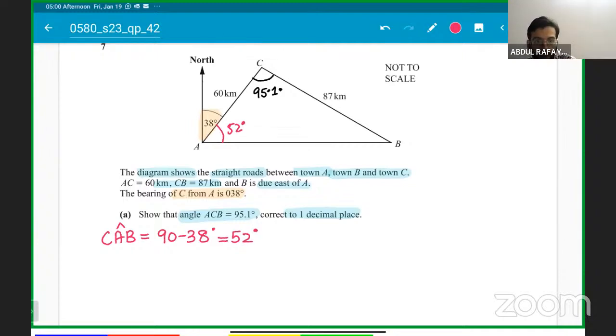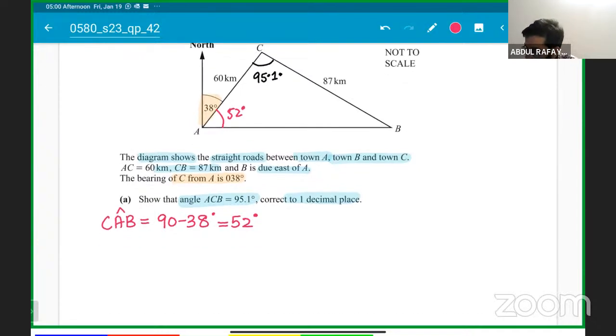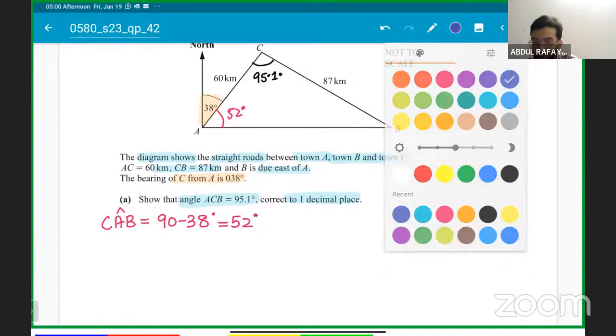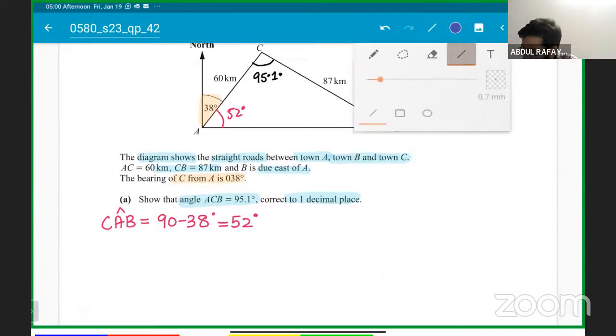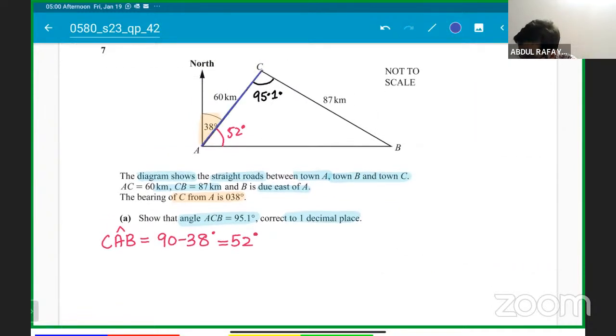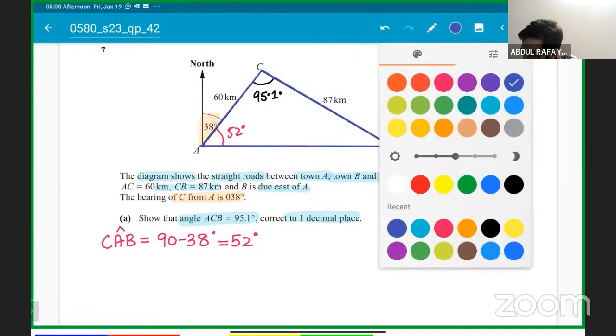Okay everyone, so angle CAB is 52 degrees, sir. And now I cannot find this angle directly. We have to prove this angle because it's not a right angle triangle. So I'm going to use the sine rule. Everyone getting it? I'm going to use the sine rule because it is not a right angle triangle. So here we go, sir.